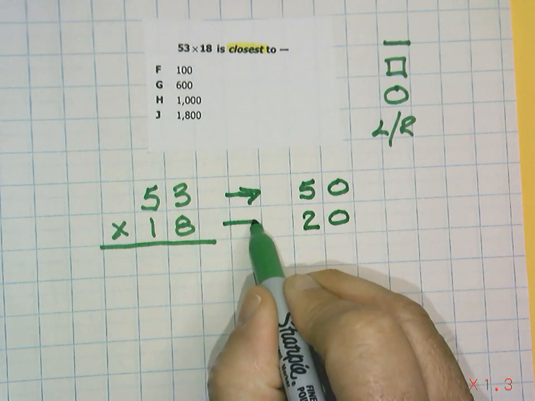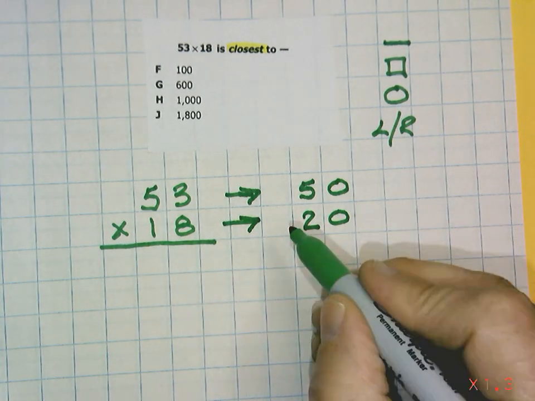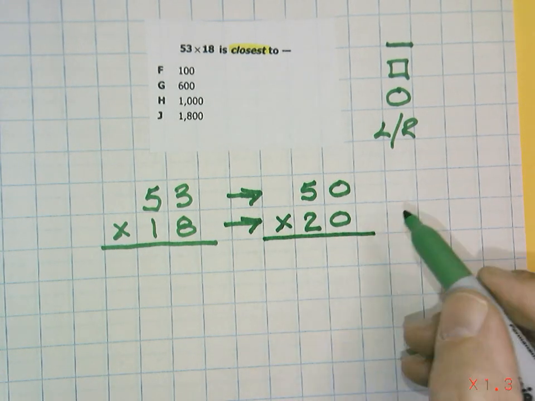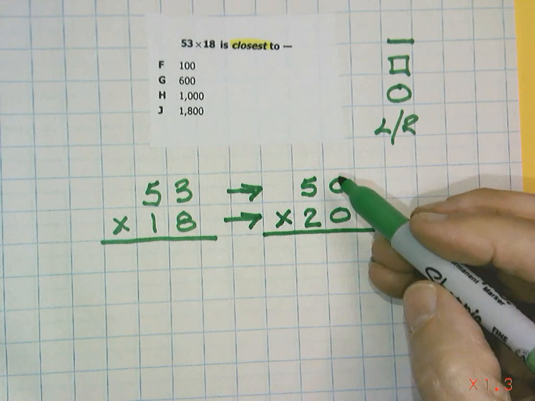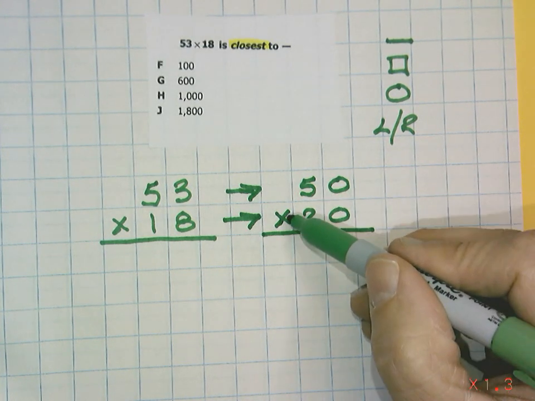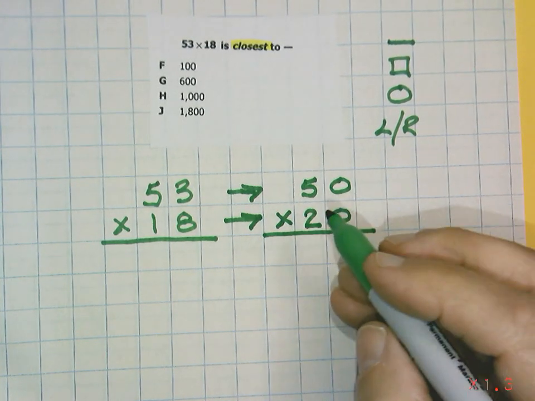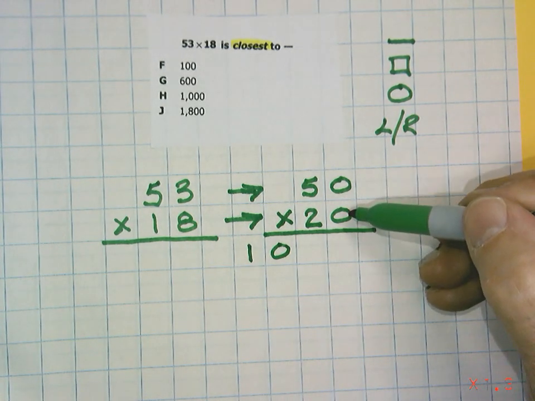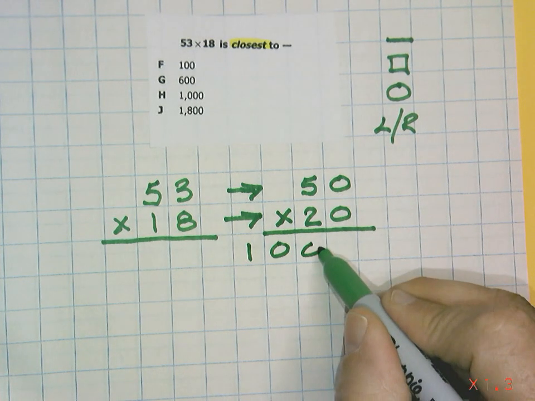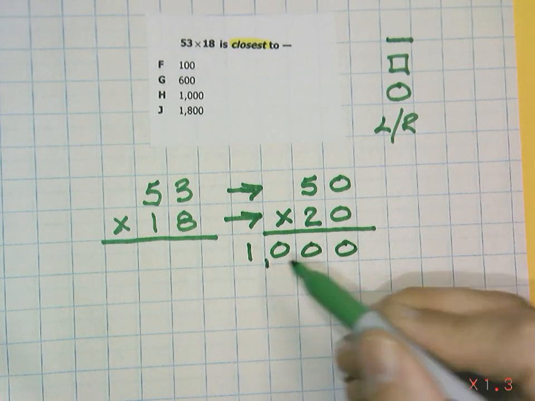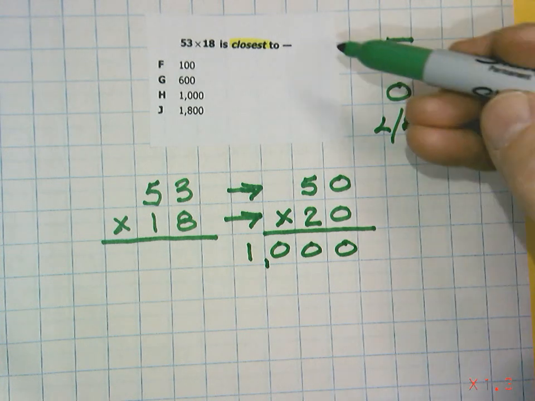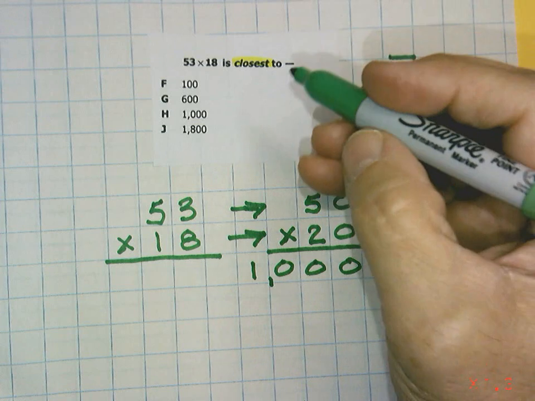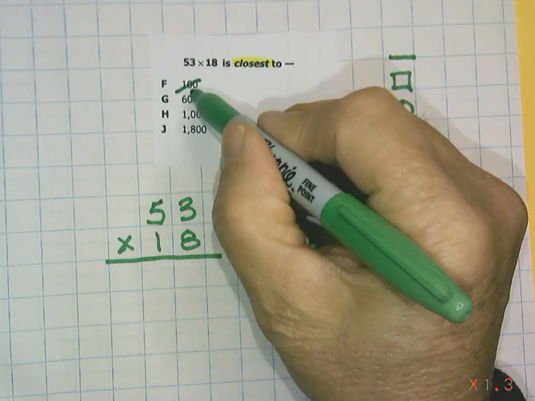So we said 18 rounds to 20. And then we multiply our rounded numbers. We can just do our solids: 5 times 2 is 10. And then we just have to count our zeros, 1, 2, and then write. So 53 times 18 is closest to 1,000, which I see for H.